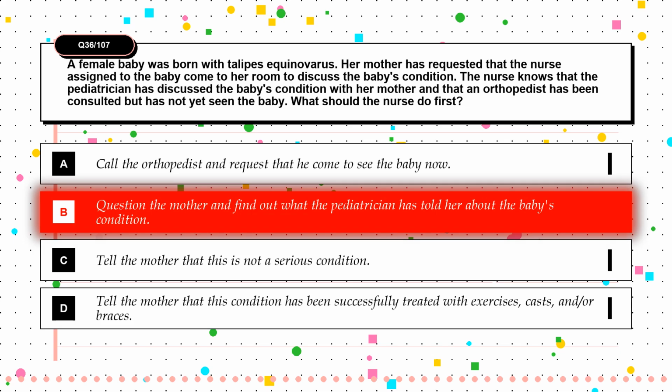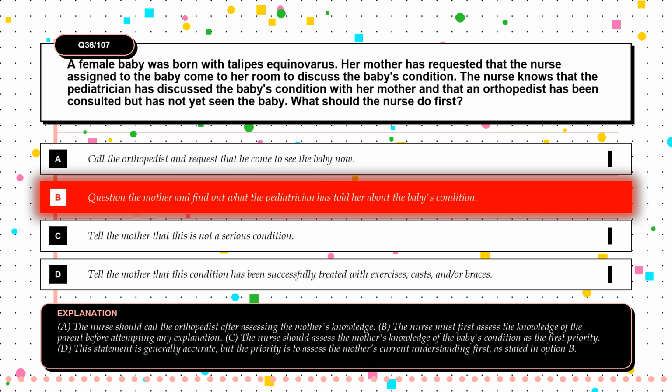The correct answer is option B. Question the mother and find out what the pediatrician has told her about the baby's condition. A. The nurse should call the orthopedist after assessing the mother's knowledge. B. The nurse must first assess the knowledge of the parent before attempting any explanation. C. The nurse should assess the mother's knowledge of the baby's condition as the first priority. D. The statement is generally accurate, but the priority is to assess the mother's current understanding first, as stated in option B.